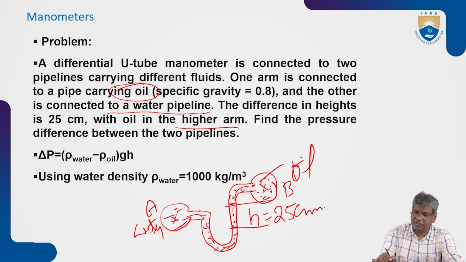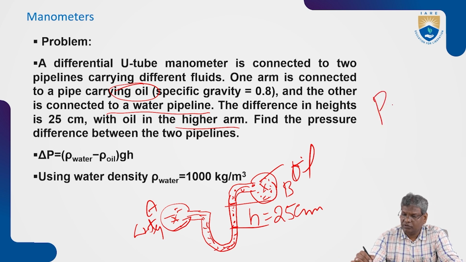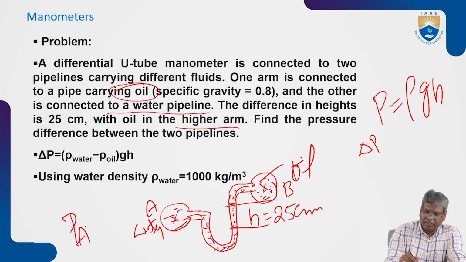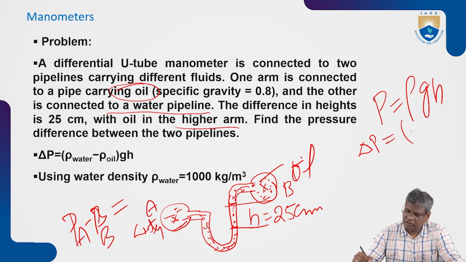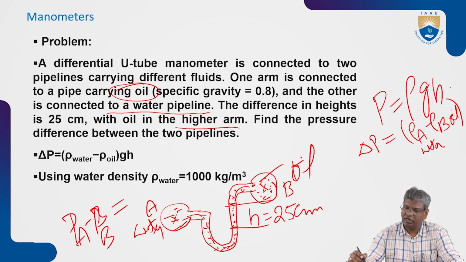Find the pressure difference, PB minus PA, or pressure of water minus pressure of oil. So what is the basic formula? Pressure P equals rho into g into h. Here, what is the pressure difference? Delta P, say, is nothing but PA minus PB, which is equal to the density rho of A minus rho of B, where A we are taking as water and B we are taking as oil, into g h.